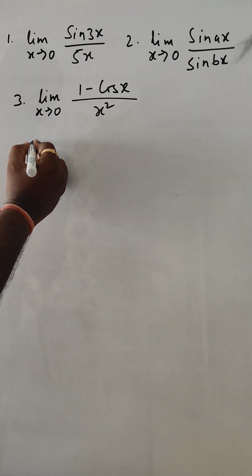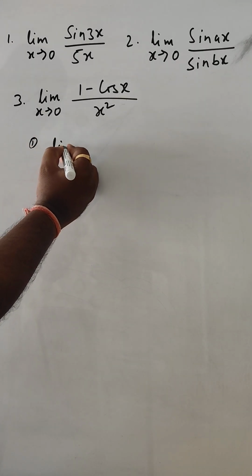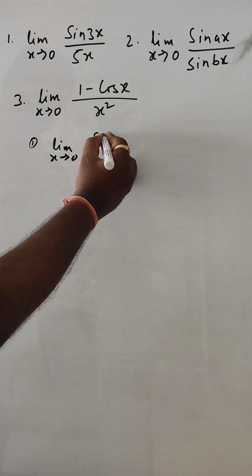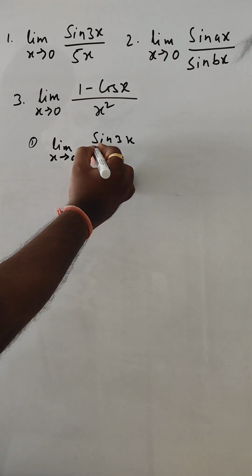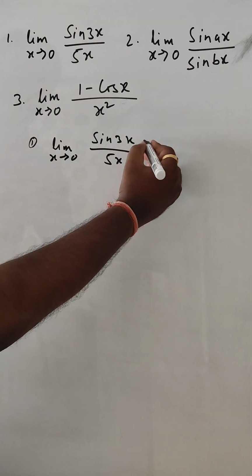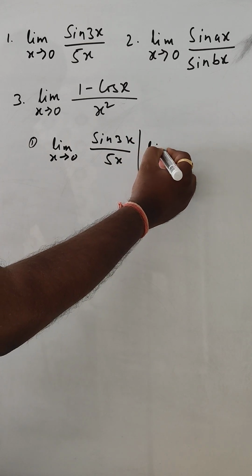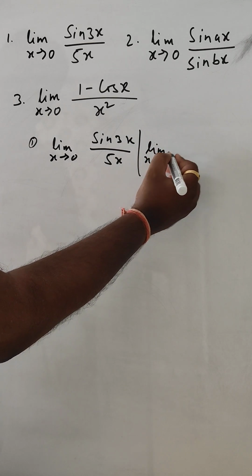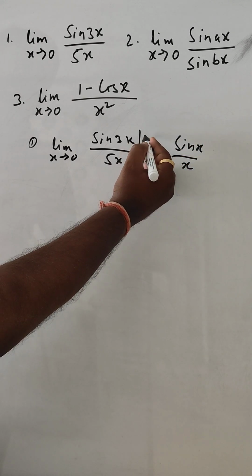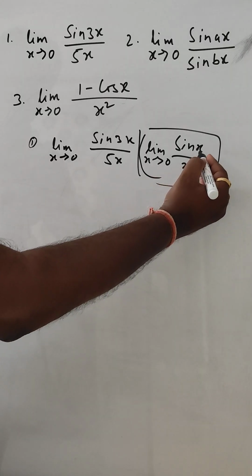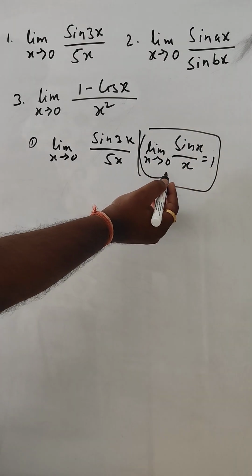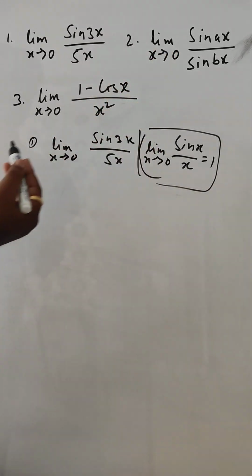So here the first is limit x tends to 0, sin 3x by 5x. Okay, we know one formula. What is the formula? Limit x tends to 0 of sin x by x is equal to 1. So we will use this in all three and we will solve.